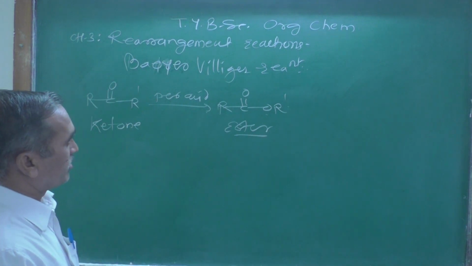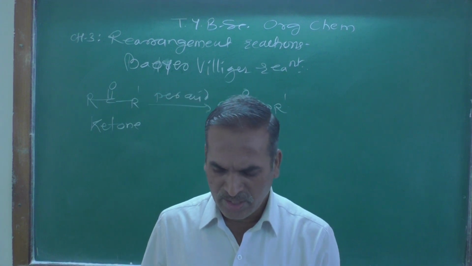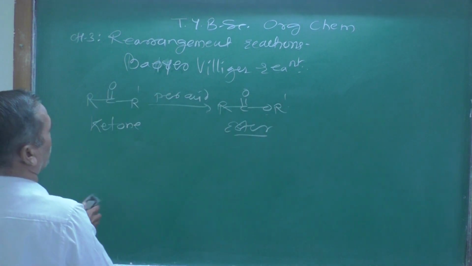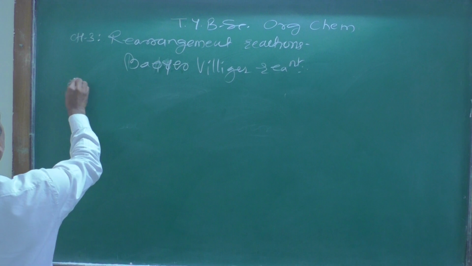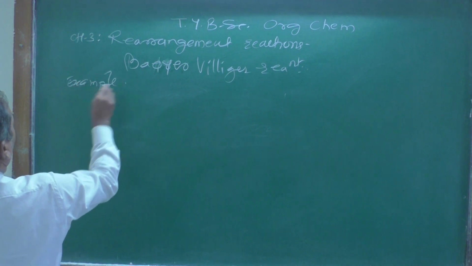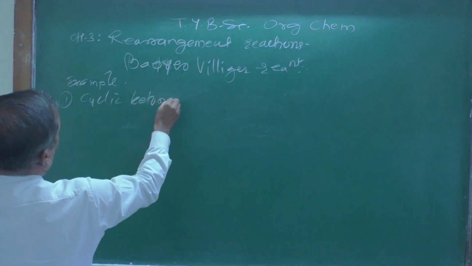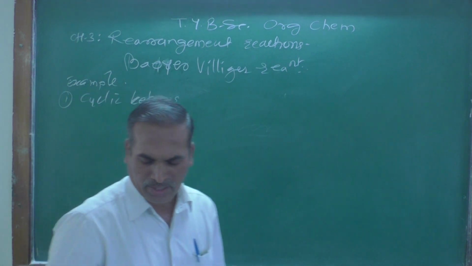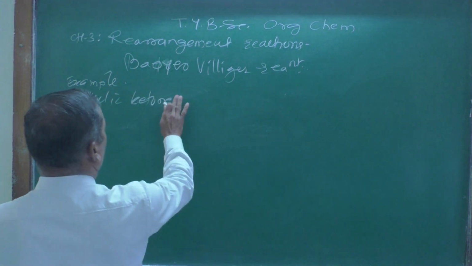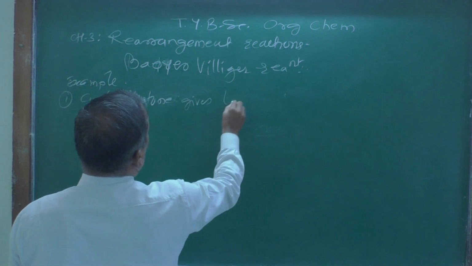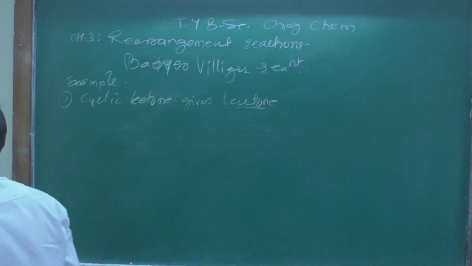So let us see here the example: cyclic ketone gives lactone. One example we are going to see over here. Example number 1, cyclic ketones give lactone. So cyclic ketone gives the lactone.